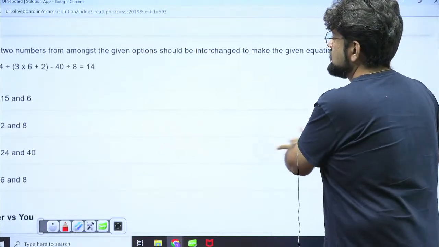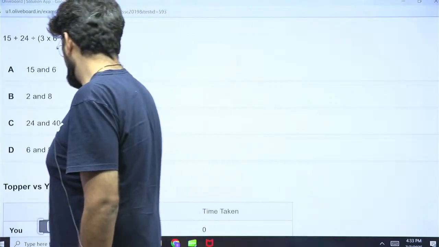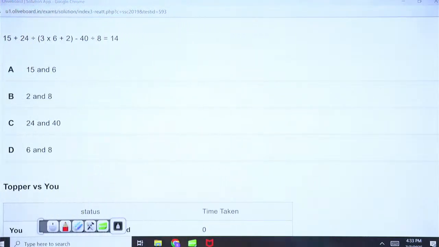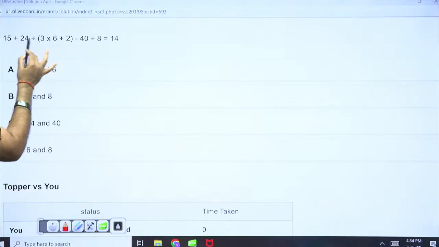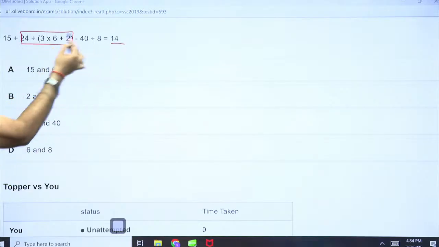Which two numbers should be interchanged? Quickly solve it and see. So we'll solve the bracket first. 18, 20. 24 divided by 20 is not possible. There is no multiplication also. And we need an integer as our answer. So something has to be changed here only.